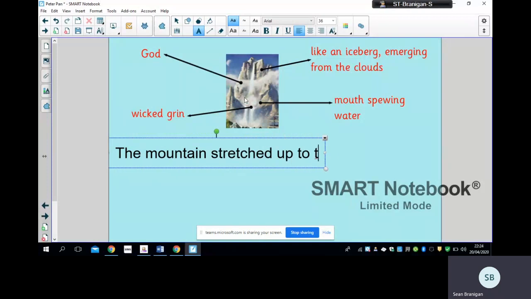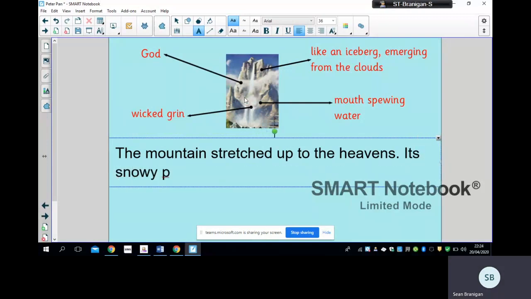Stretched up to the sky, to the heavens. The mountain stretched up to the heavens. Now it's got a snowy peak. Its snowy peak.